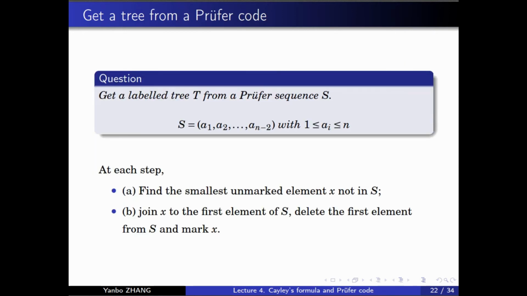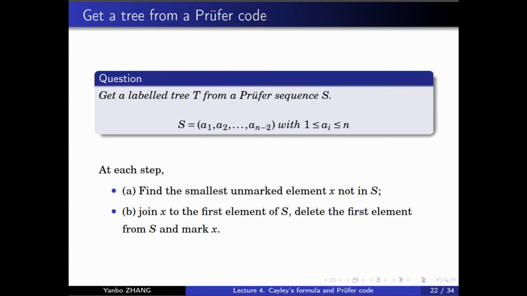Now we come to the fourth part. In this part, I want to explain how to get a labeled tree from its Prufer sequence. Given a sequence A1, A2 up to An-2, each number Ai has n choices from 1 to n. We will obtain a tree of order n. There is also a step-by-step algorithm, and then we will try an example.